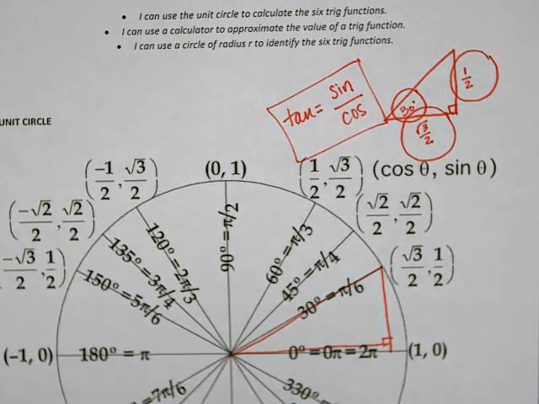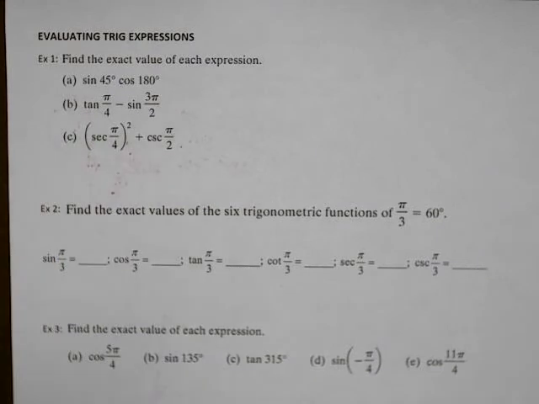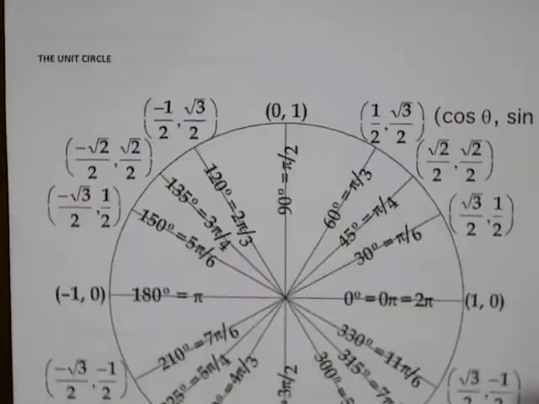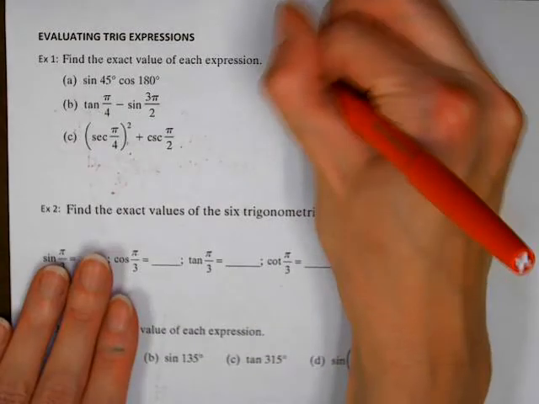All right, let's do some. So flip it over. Find the exact values of each expression. You can use the unit circle, or you can use your triangles, or whatever memory you have to do these problems. So sine of 45, if you guys look at the unit circle, I'll pull it out here. So sine of 45 is root 2 over 2. All right, so let's write that down.